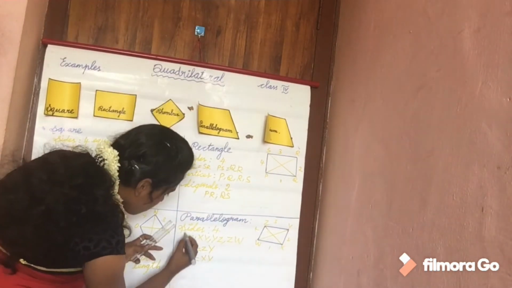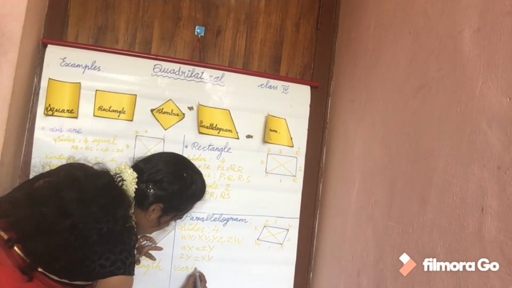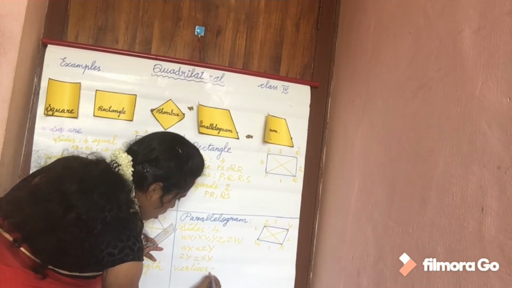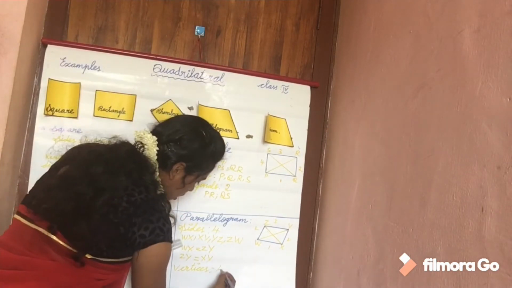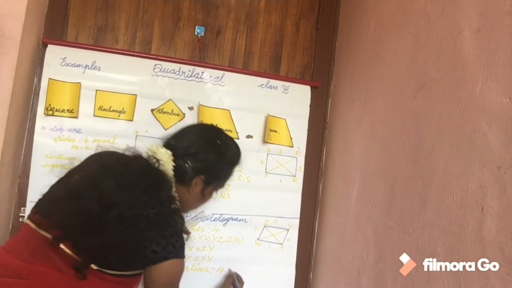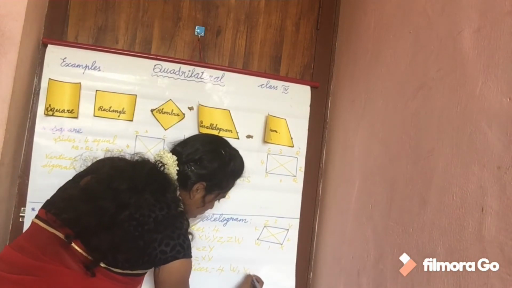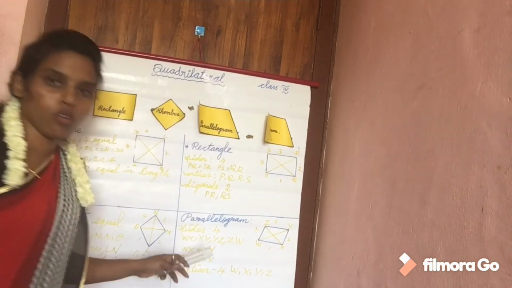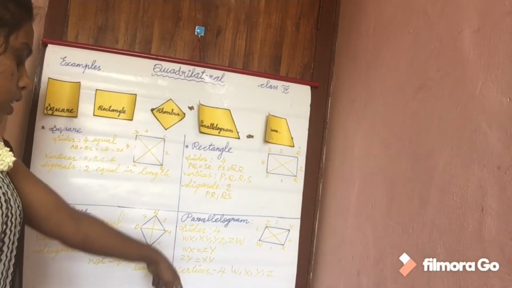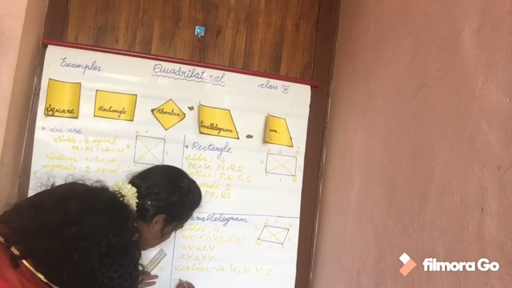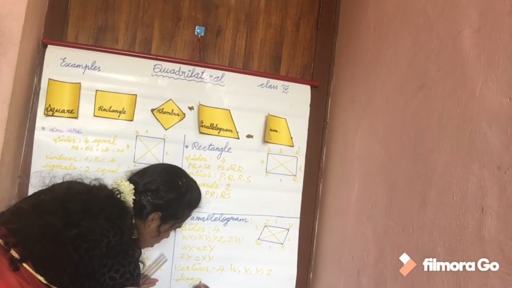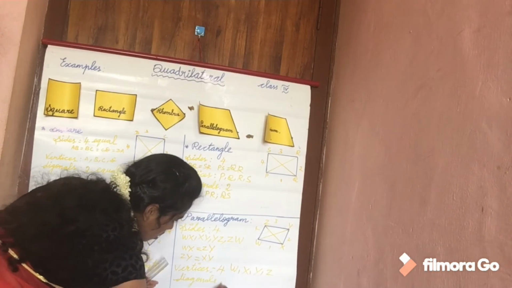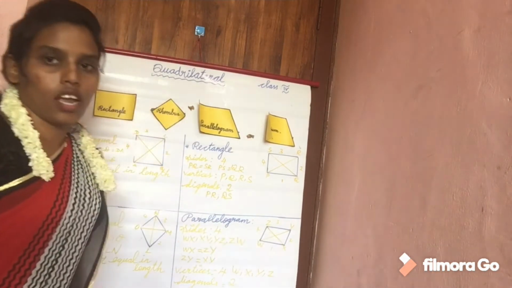So, vertices. We'll see vertices now. How many vertices are there? Yes, same 4 vertices. W, X, Y, Z. 4 vertices are there. And diagonals. Two diagonals are there.